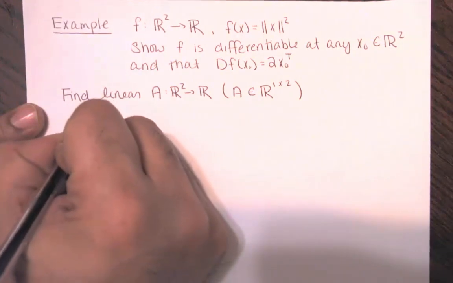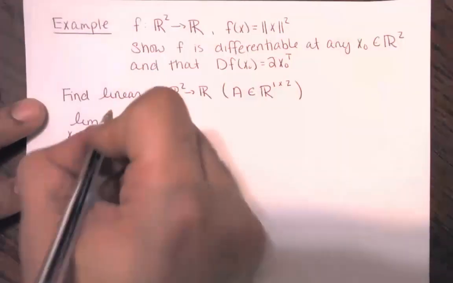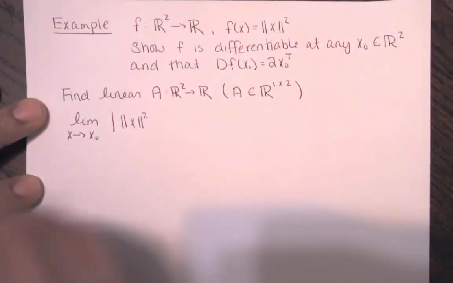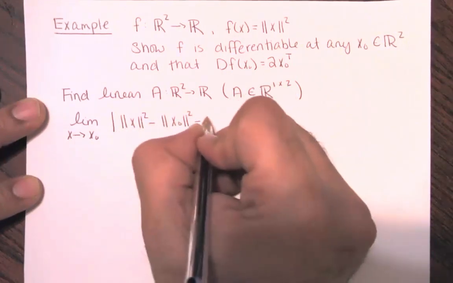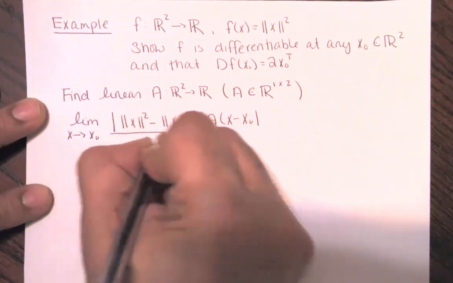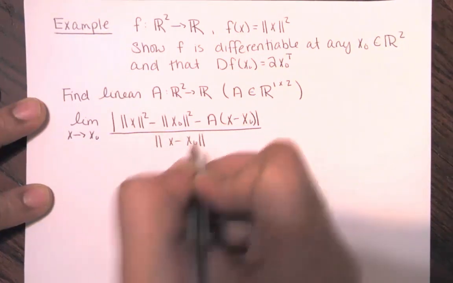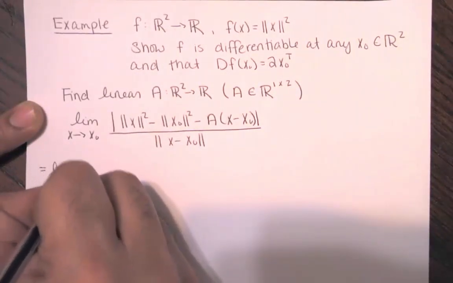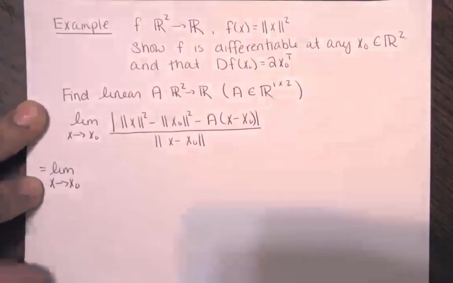So the limit as x approaches x naught of f of x minus f of x naught minus my linear mapping of the difference, divided by the norm of the difference, that's equal to the limit as x approaches x naught. Okay, and now I'm going to do a little bit of rearranging here.